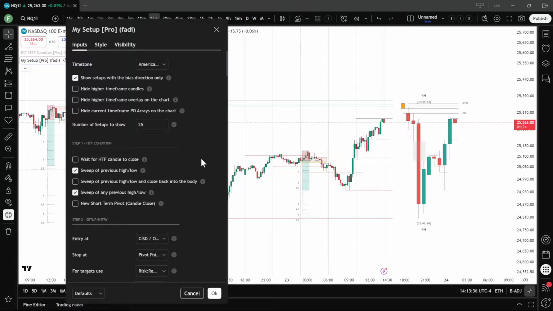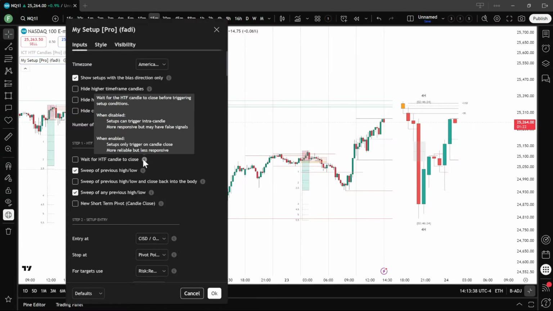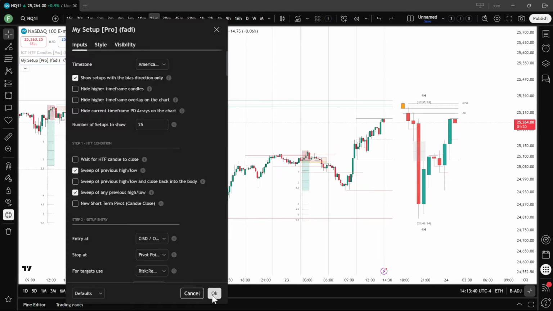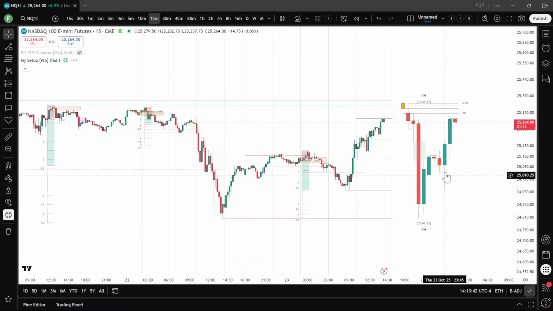Or you can basically say, I don't want to wait for a higher time frame candle to close. Just give it to me live. And what that will do, the minute the candle crosses the other one and comes back above it, is going to trigger the logic and it will find you a setup, and you can make a decision if you want to trade it or not.